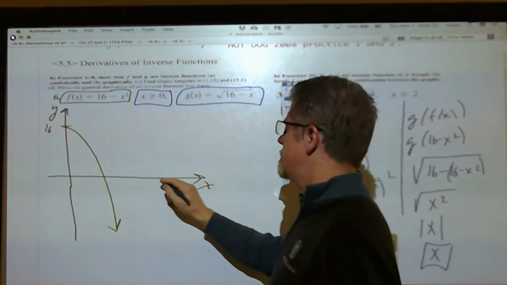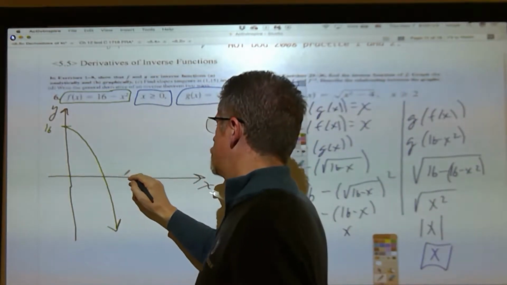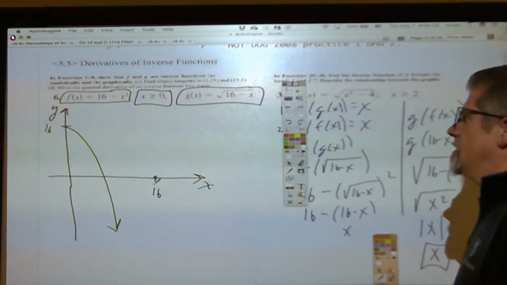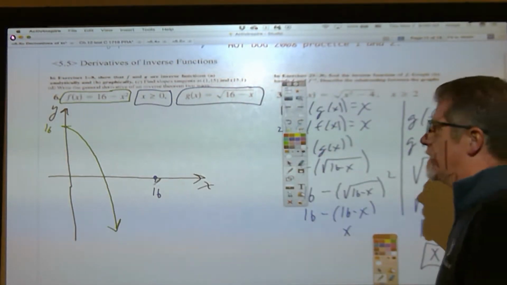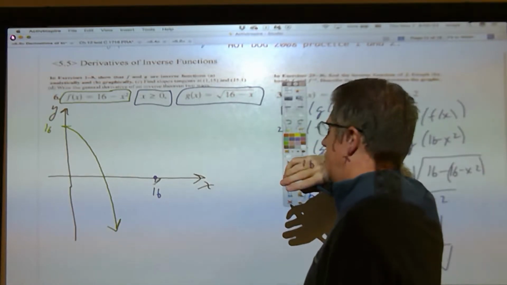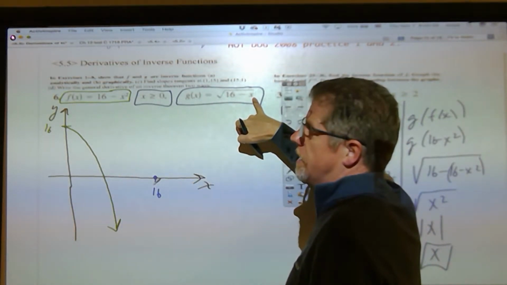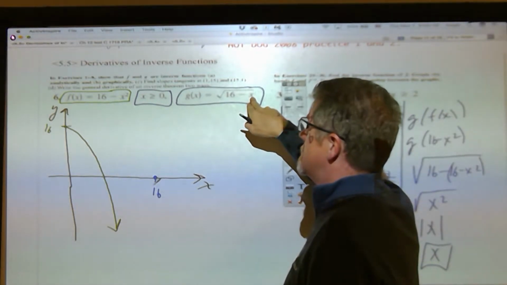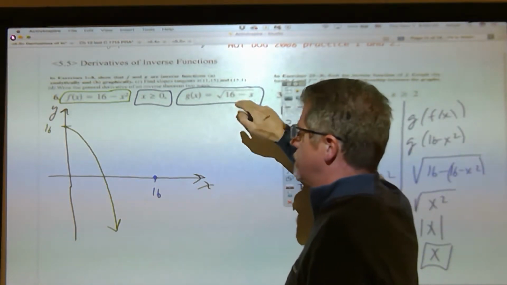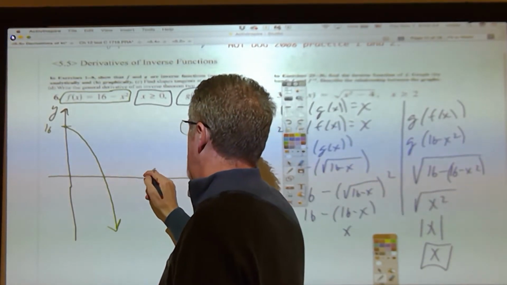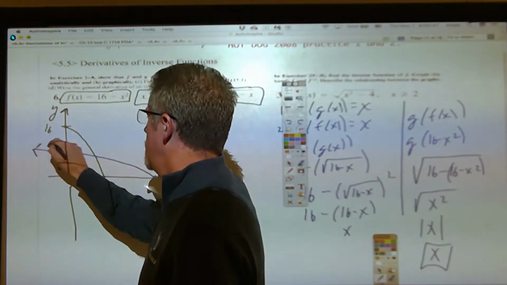So we know that this contains the point, we'll put this at 16 comma 0. And we could analyze to get all the reflections and the shifts. But suppose I put a... what's another number that's easy to take the square root of? Like 9. So if x is equal to 7, 16 minus 7 is 9, the square root of 9 is 3. So the point (7, 3) is on the graph, and really what you're getting is this graph.